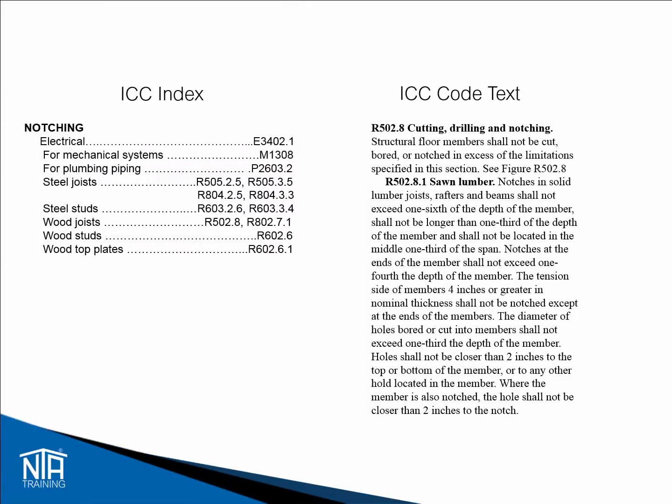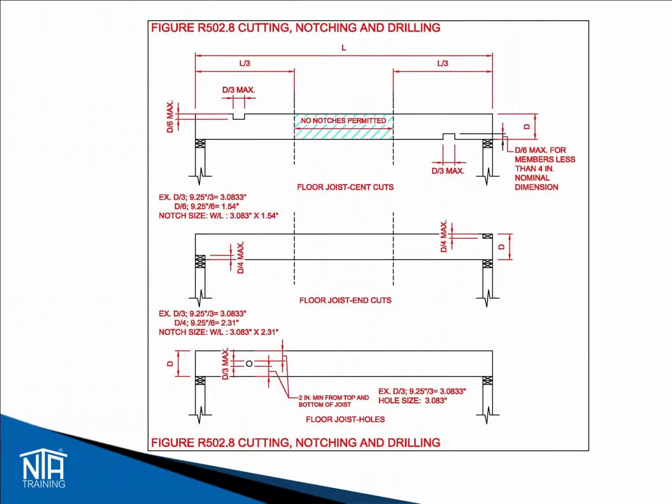Under notching in the index, you will see various options. In the previous illustration, the notches appeared to be in joists, so the first place to start would be section R502.8 for wood joists. Section R502.8 describes the requirements to be able to notch a joist. This section also references figure R502.8. This illustration shows the locations where notches can be placed as well as the size of the notch.